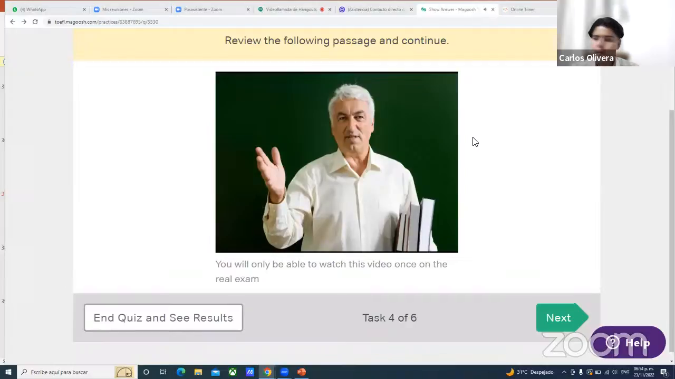Using points and examples from the talk, explain why the professor thinks that Oedipus Rex meets the definition of a classic tragedy.